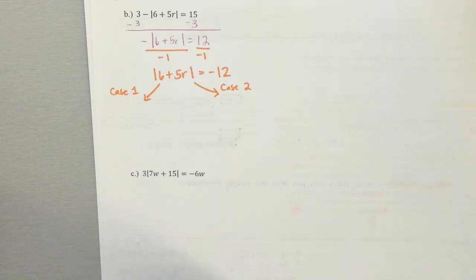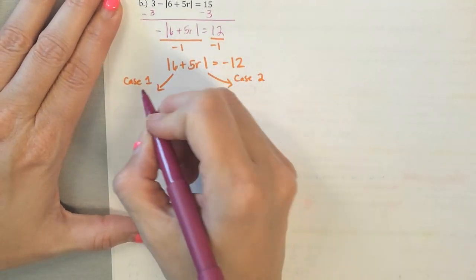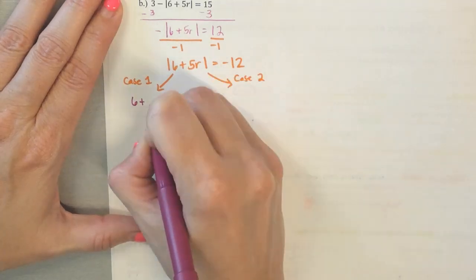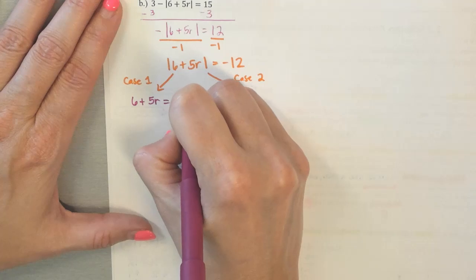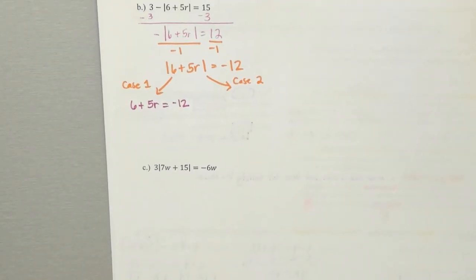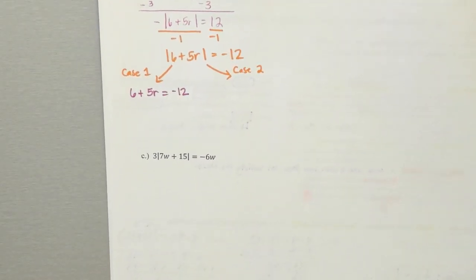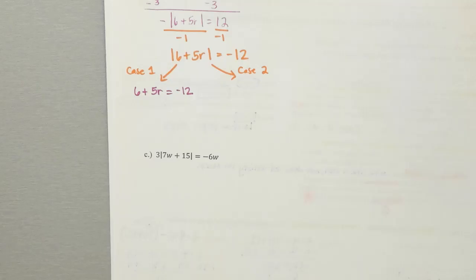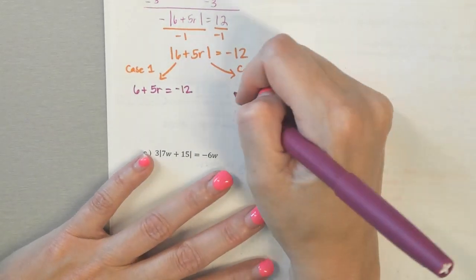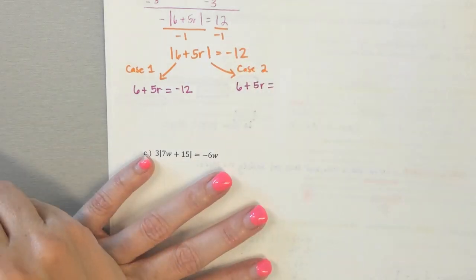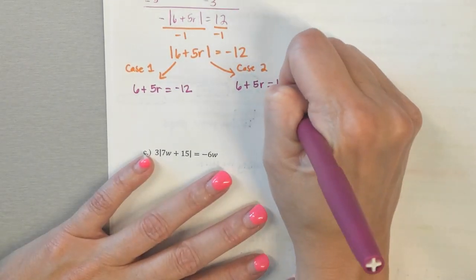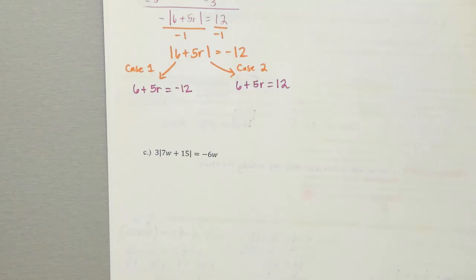Okay, so for this, the first case is always just whatever is inside equals whatever's on this side of the equal sign. So it's okay that it's negative. Okay, it's 6 plus 5r equals negative 12. It's the same exact equation, but without the absolute value. Your second case is going to be whatever is inside the absolute value equals the opposite. So the opposite of negative 12 is 12.